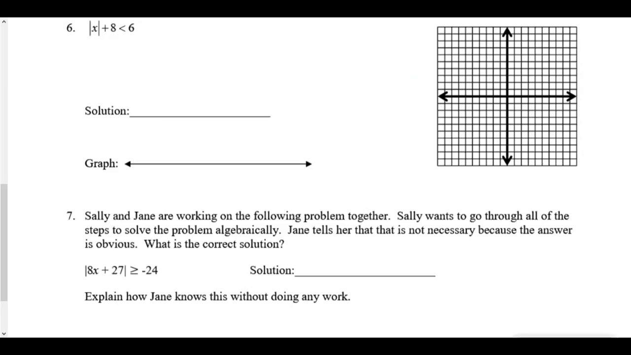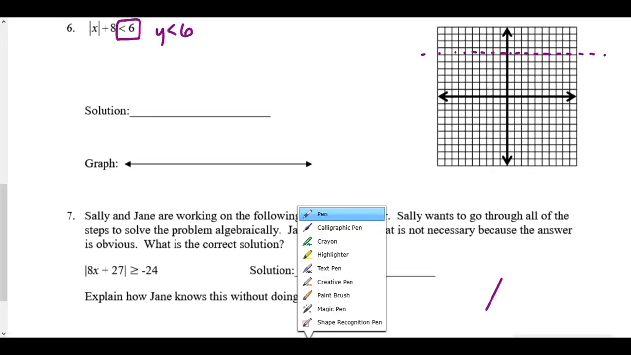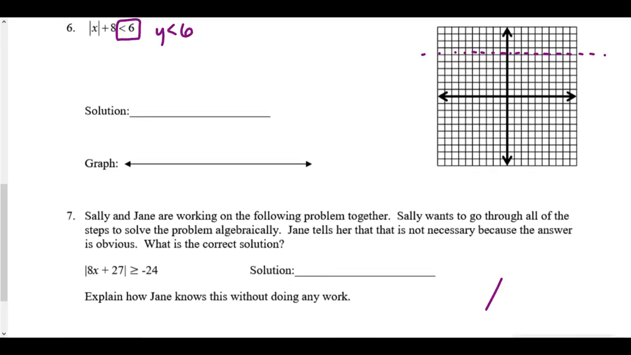All right, number 6 here. If I'm solving this graphically, I have y is less than 6. So that's going to be a dashed line at y equals 6. 1, 2, 3, 4, 5, 6. And when I'm shading that, I am going to shade less than, so I'm going to shade down. So all under here.